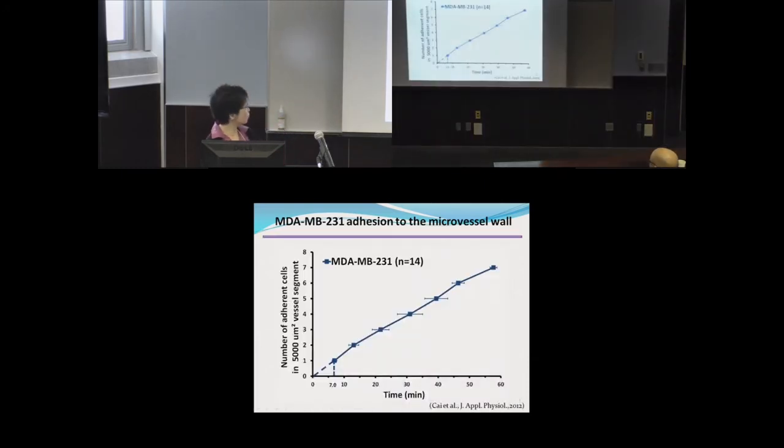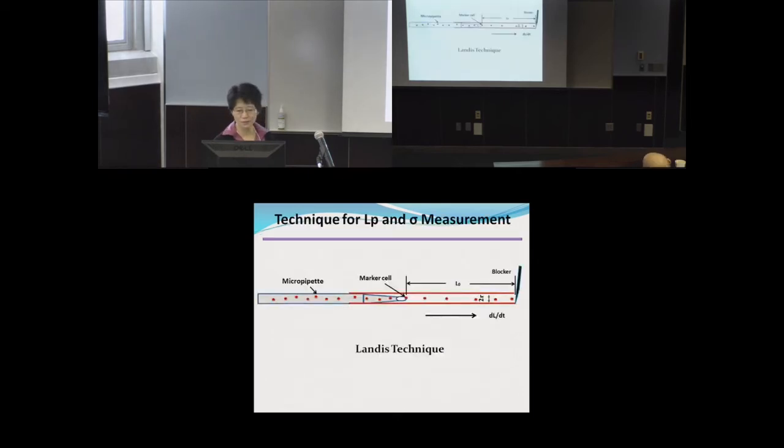Here is a summary for 14 experiments. Roughly in 7 minutes, we see one adherent tumor cell in about a 100 micron vessel segment. And then we do a 1 hour cell adhesion. So roughly in an hour, there are 7 adherent tumor cells in a 100 micron vessel segment. So pretty linear. So this is the tumor cell initiation time and accumulation rate if we find the slope. After that, we have to measure the permeability.